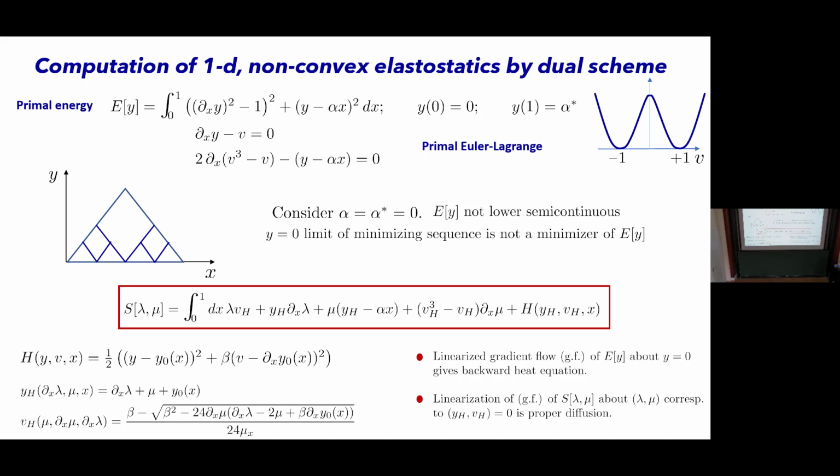Good enough. It's not a minimizer. But look at one thing. I mean, you write down the Euler-Lagrange equations. That definitely is a critical point of the Euler-Lagrange equations. Y equals 0, v equals 0 for alpha equals 0 solves the Euler-Lagrange equation. And this is what we are going to go after.